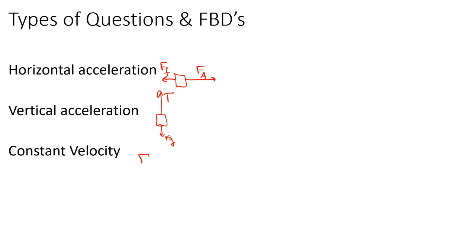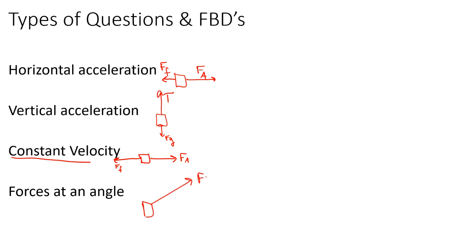If we have constant velocity, that's where we have some kind of applied force that is just balancing out the friction force. Okay, where we have zero net force. So if there is no net force, there is no acceleration, which means that we have constant velocity. Okay, forces at an angle. We've looked at questions where big sister is pulling little brother in a wagon. So we take those questions and we break those into individual components.